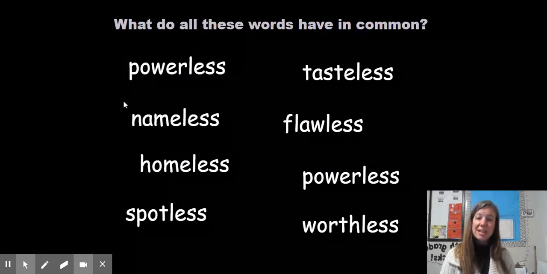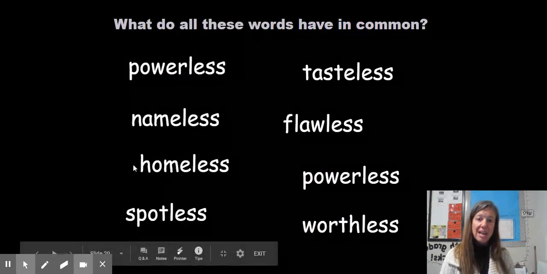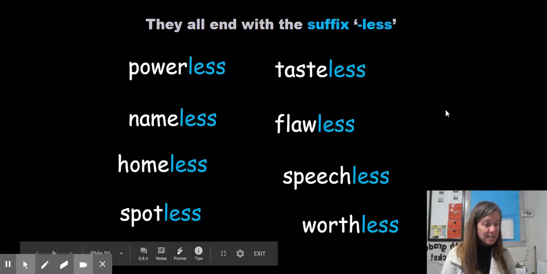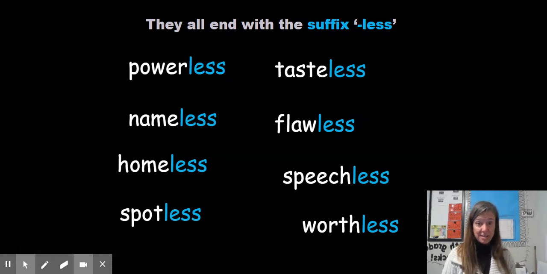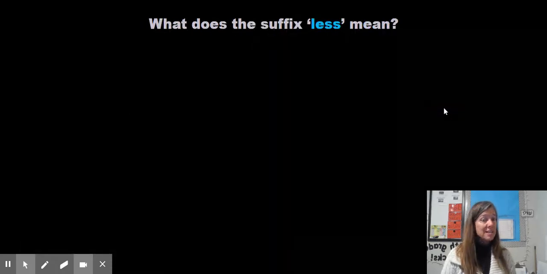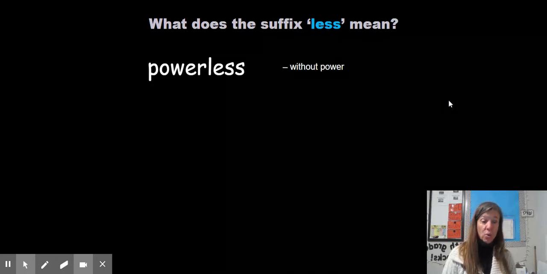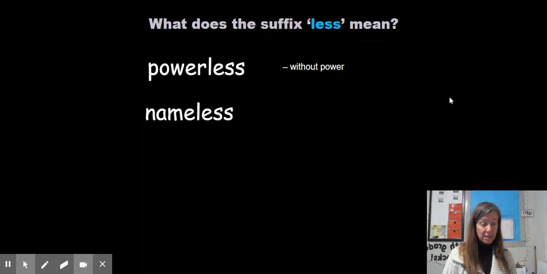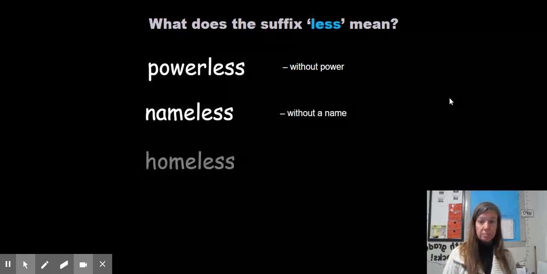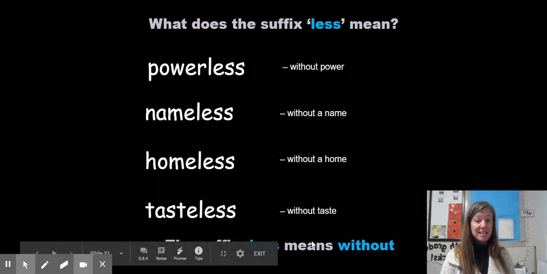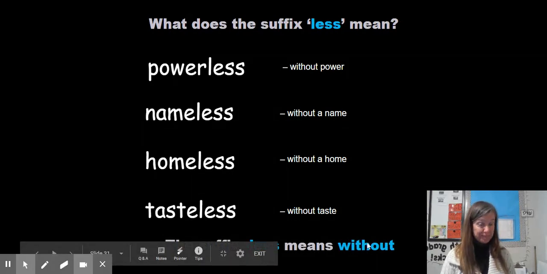All right, so let's take a look at these. What do these all have in common? You got it. They all have the suffix less at the end. So what does less mean? Powerless, without power or less of it. Nameless, without a name. Homeless, without a home. Tasteless, without taste. Alrighty, so the suffix less means without.